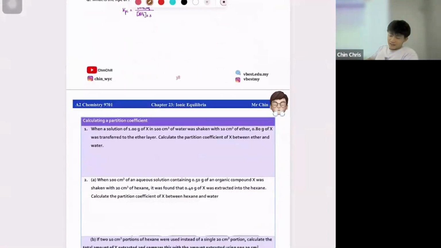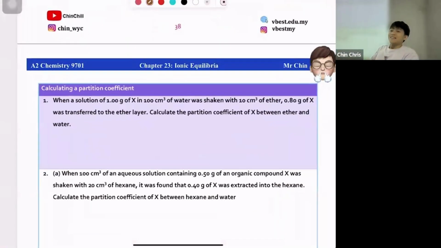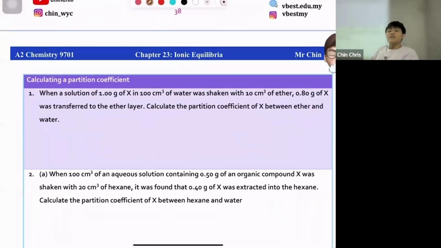But you look at the question, right? Good luck. So let's go, guys. We're going to do single extraction, then double extraction. And the funny thing is, double extraction is not in the syllabus, but it comes out in the exam.